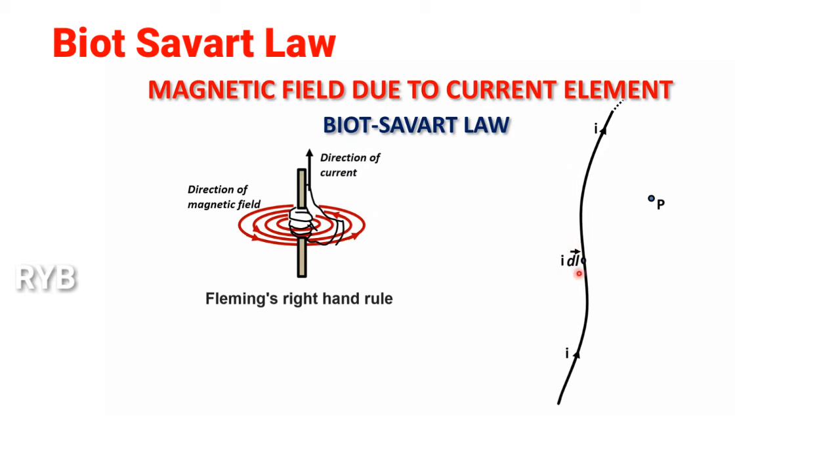Consider a wire carrying an electric current I, and also consider an infinitely small length of the wire dl at a distance x from point A.